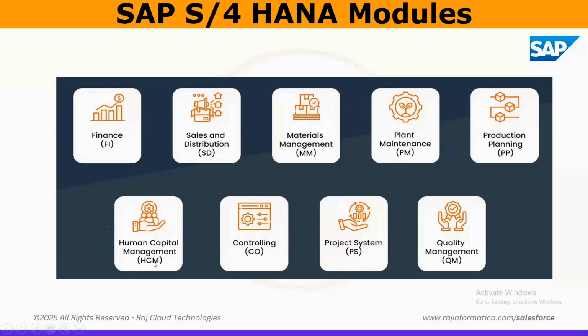Then human resource, the HR module. Controlling is the costing department. Project system allows you to track the project related information for all the departments. QM, quality management, wherein you have a particular batch. If your material is getting checked for quality, then you can use the QM module. So these are the different modules.